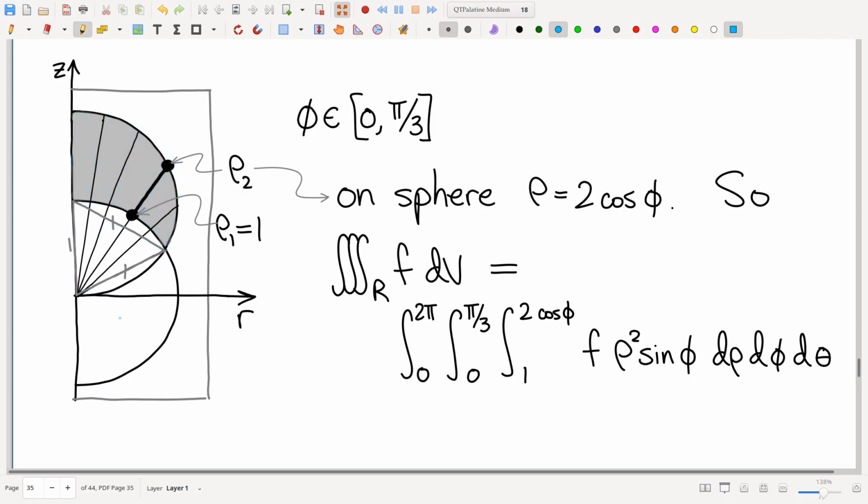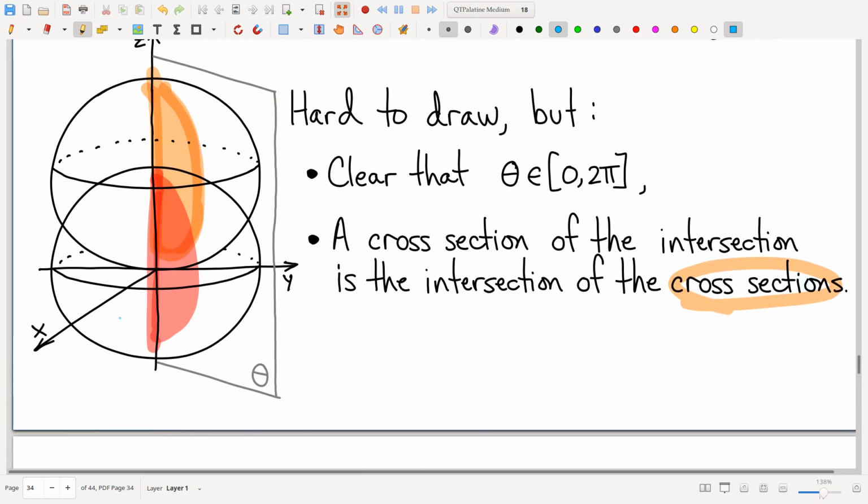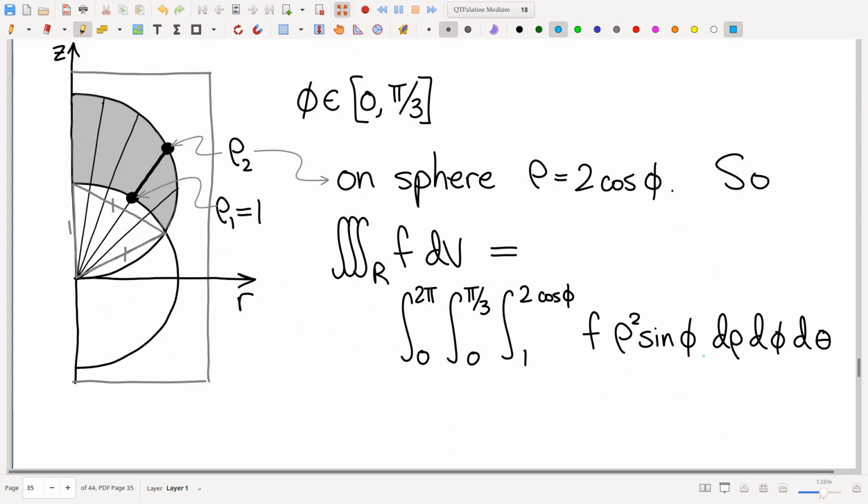I think it's particularly neat to notice it's actually easier to draw the cross section of this weird solid than it is to draw the solid itself. The solid itself was really hard to draw. Its cross sections ended up actually being easy to draw. Okay, a bunch of other details. Make sure to read that on your own.